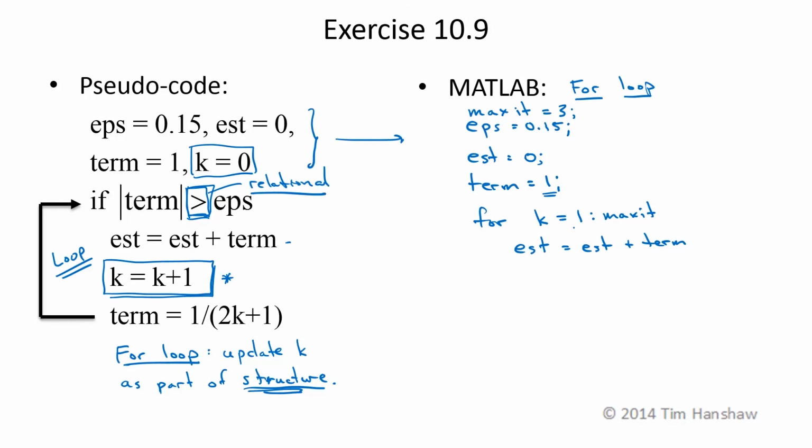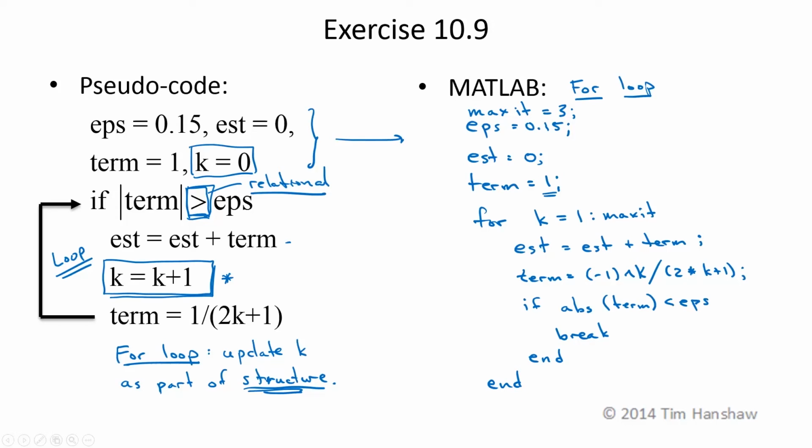So the first time in here, term is 1, est becomes 1. We calculate the next term. Term is equal to minus 1 to the k over 2 times k plus 1. Now we need to check to see if this next term is going to be small enough to let us leave the loop. So if abs of term is less than EPS, we can break, which will exit this loop. We can end this, and then end the for loop.